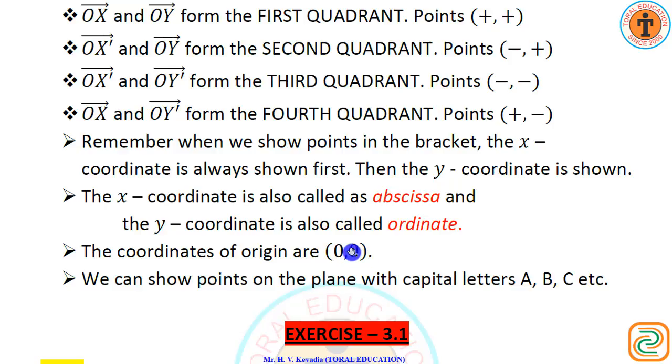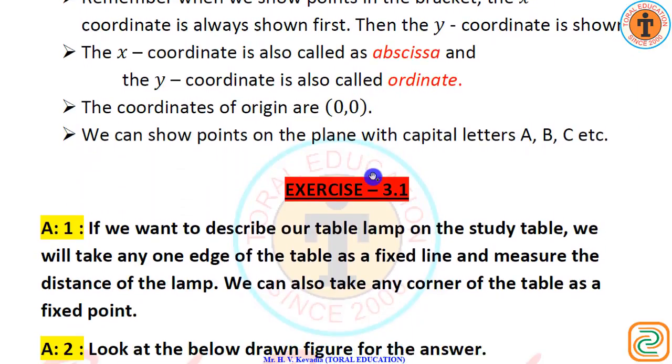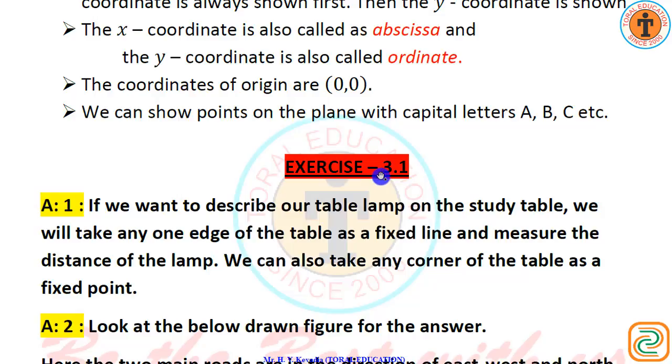Exercise 3.1. How will you describe the position of a table lamp on your study table to another person? If we want to describe our table lamp on the study table, we will take any one edge of the table as a fixed line and measure the distance of the lamp. We can also take any corner of the table as a fixed point. With respect to any edge or corner, we can show the position of our table lamp on the table.